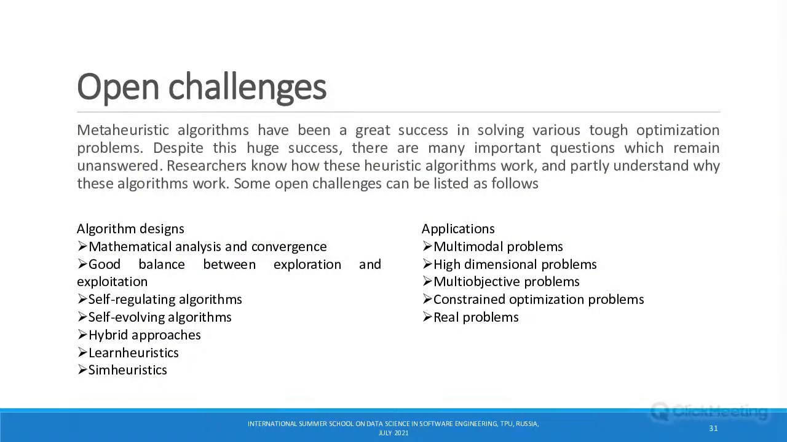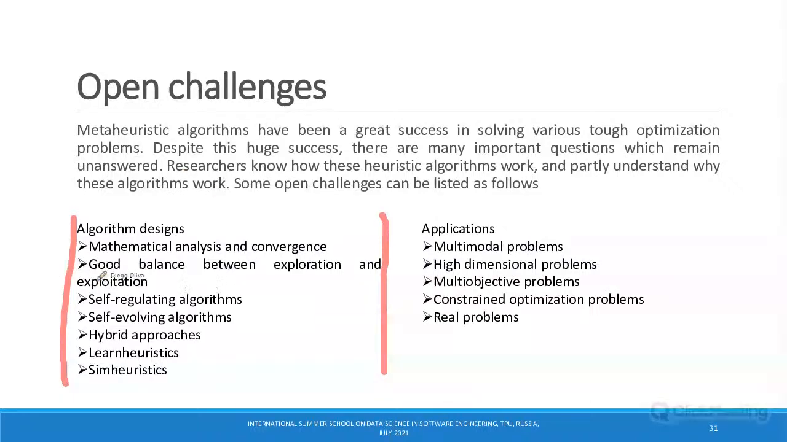Now, let's see the open challenges of these kinds of methods. I divide the open challenges in two groups. The first one is for the design of methods, and the second one is for the application. In the design, the first point is that we need to perform a convergence analysis and mathematical analysis to understand why this method works from the mathematical point of view and why they converge to the optimal values. This means that we need to prove that our method works from a mathematical point of view. So this is an open challenge and researchers are working in this field.